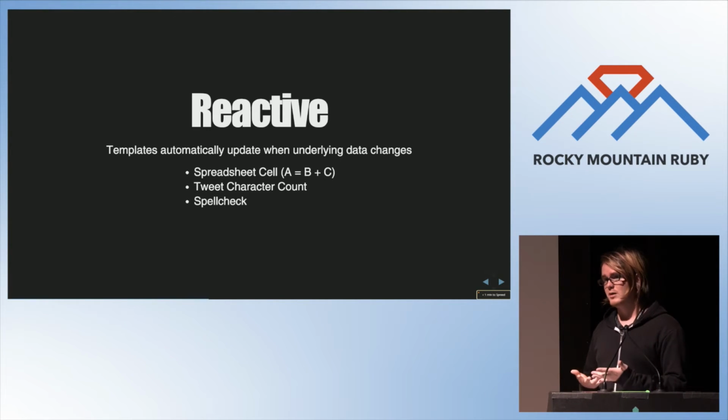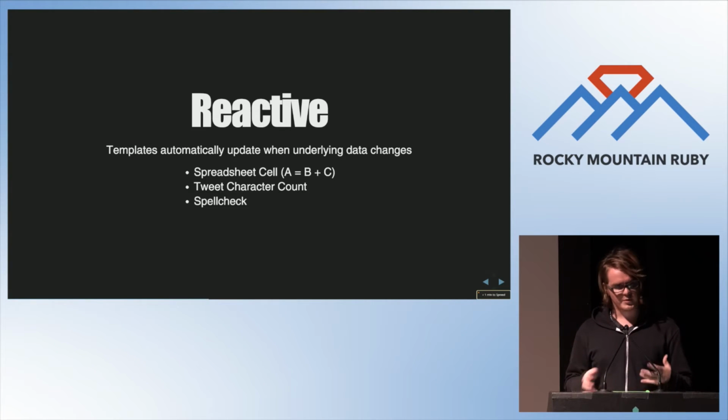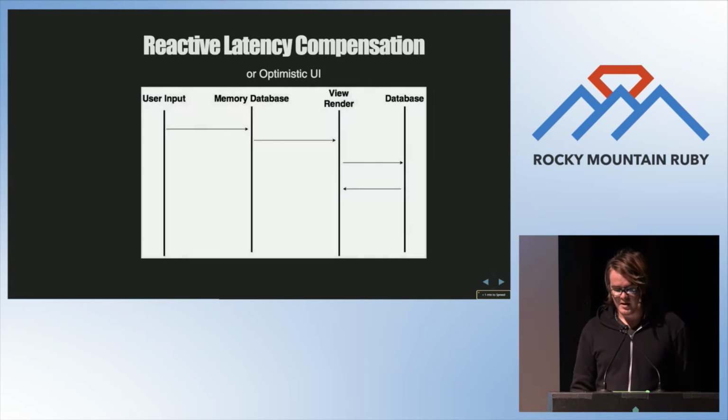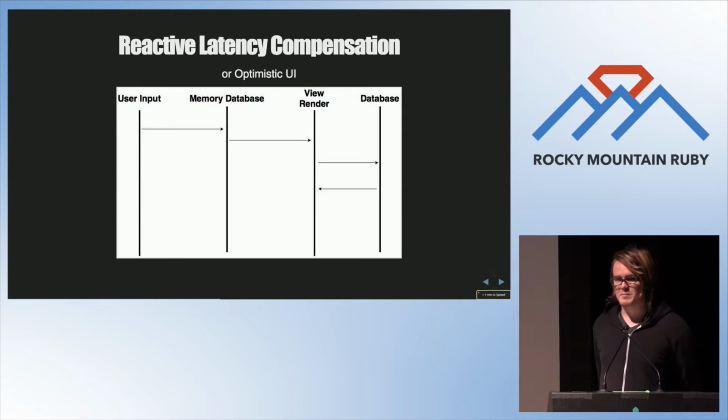In spell check with the browser, when the underlying data changes, when you go from a properly typed word to a typo, you get a red underline. We can consider that too reactivity. And with reactivity comes reactive latency compensation.